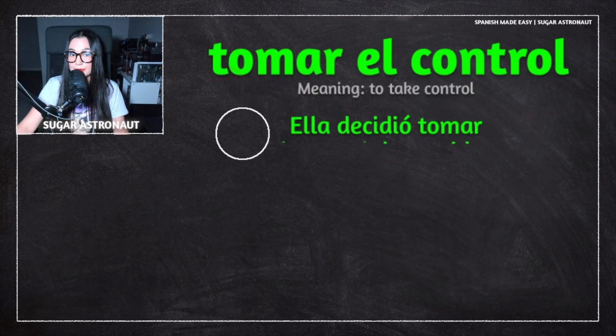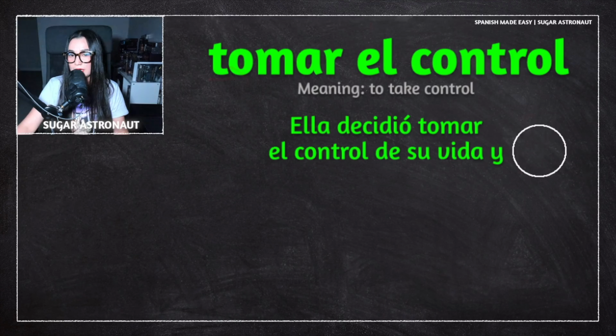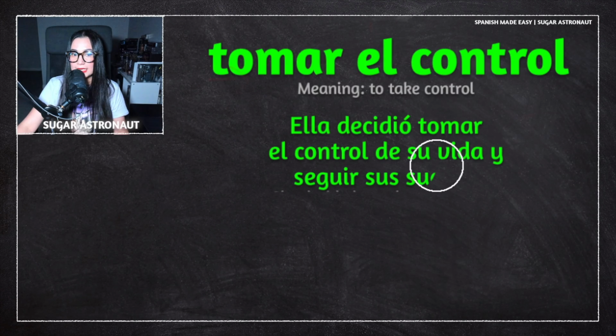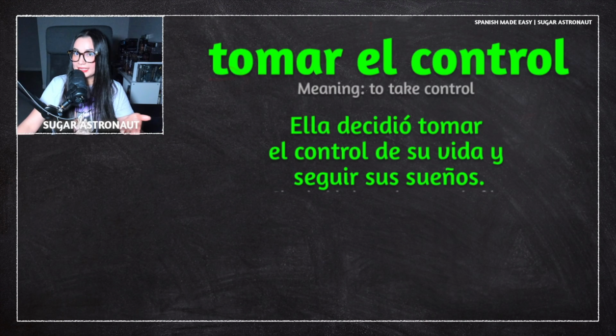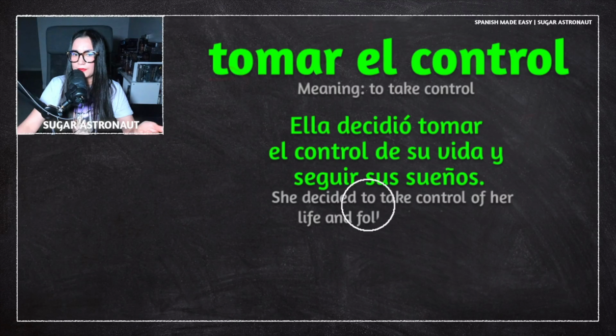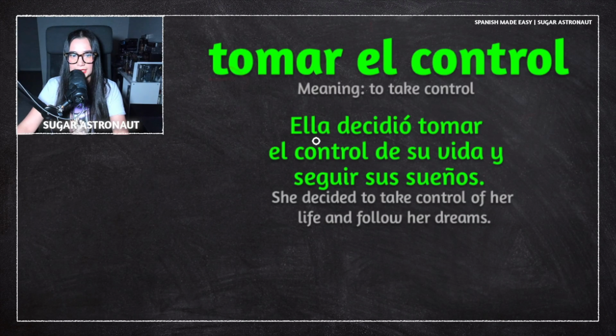Ella decidió tomar el control de su vida y seguir sus sueños. This is a complex sentence, right? But it's not that difficult. This means she decided to take control of her life and follow her dreams. That's the meaning of the sentence. So where is the phrase that we're learning? Right here. Okay.